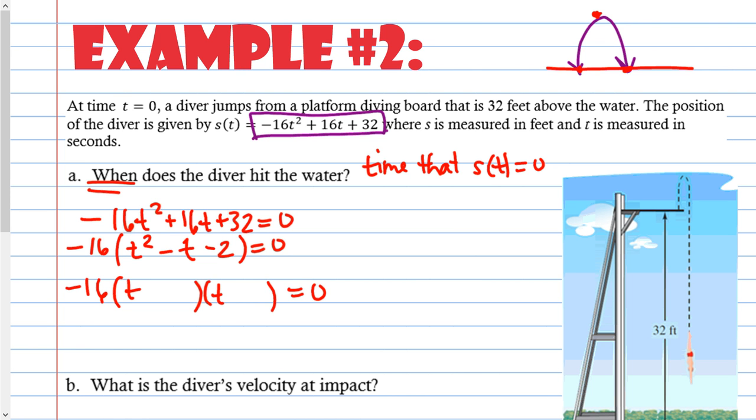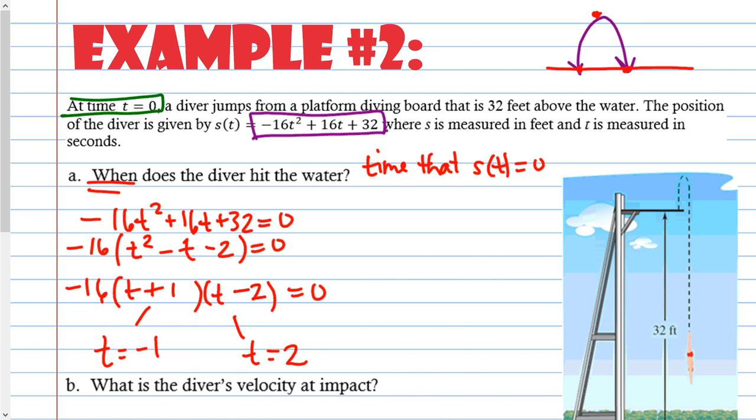So I need two numbers that multiply up to negative 2, but add up to negative 1. So the numbers 1 and 2 come to mind. They certainly multiply up to 2. But for them to add to negative 1, if this is the negative and this is the positive, I get negative 2 when I multiply, and I get negative 1 when I add. So then that means that t is equal to negative 1, or t is equal to 2. So I have my two answers. However, one of them is no good.